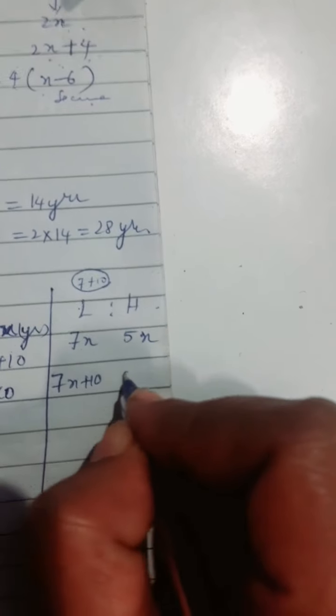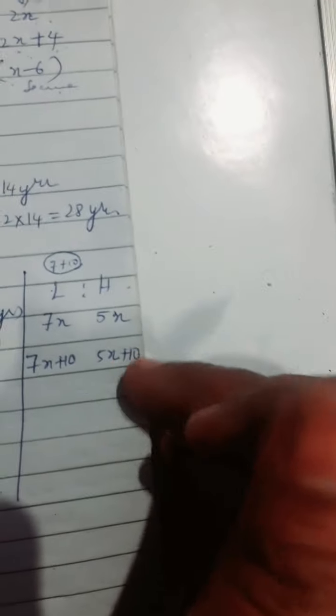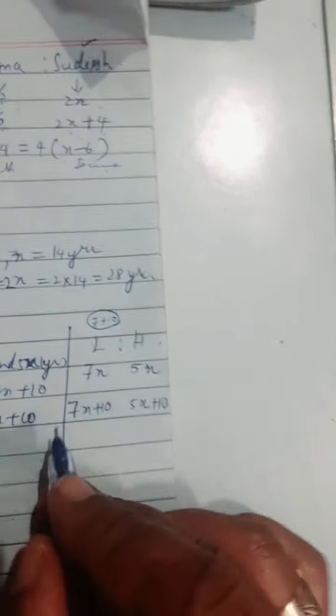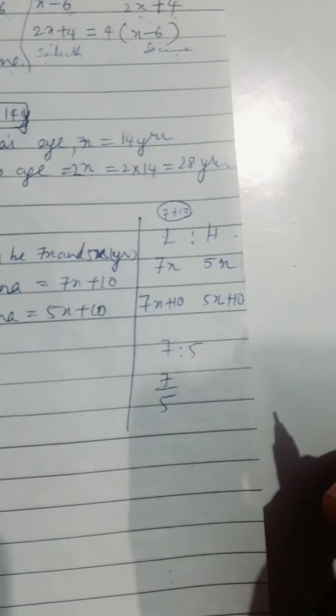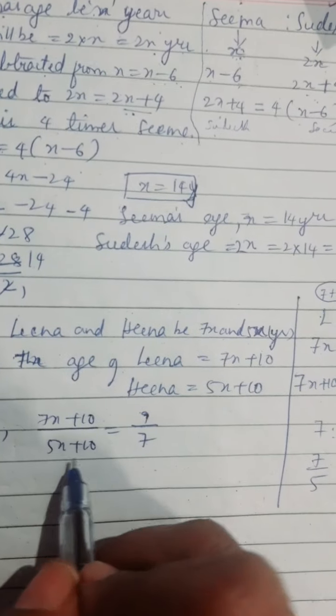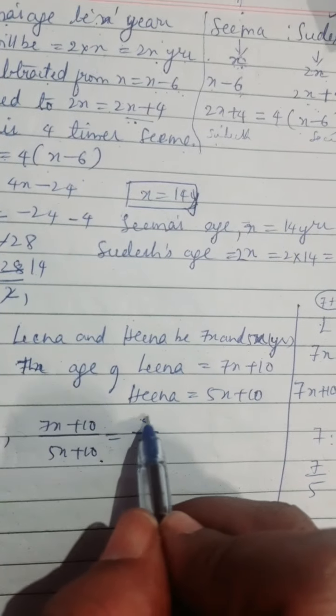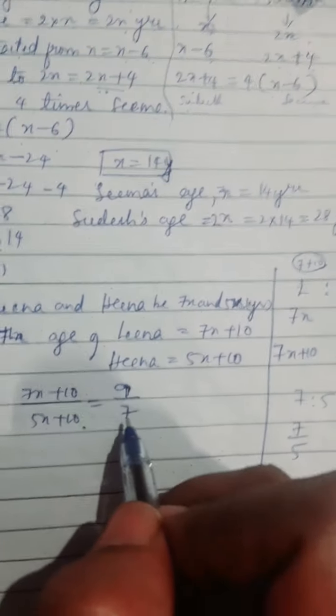10 years hence means 7x plus 10, and Hina will also be 10 years more after 10 years, so 5x plus 10. Their ratio will be 9:7. Ratio means we will write it in this form, children. Suppose 7:5 in ratio form means 7 by 5 we write. In the same way, the ratio of this means 7x plus 10 divided by 5x plus 10. The ratio is 9:7, so I have written it as 9/7.